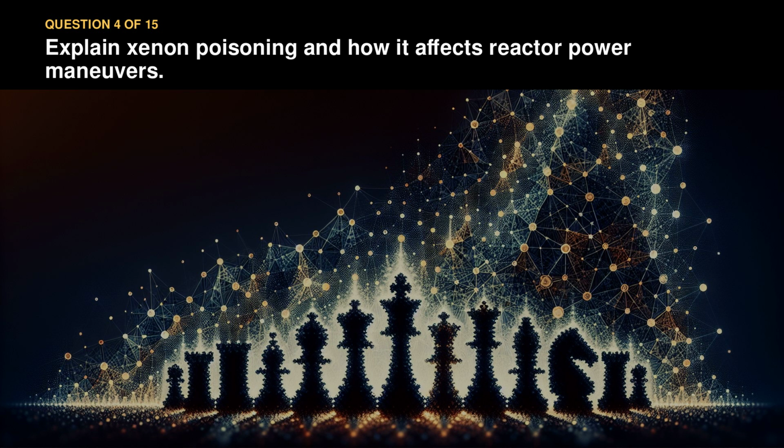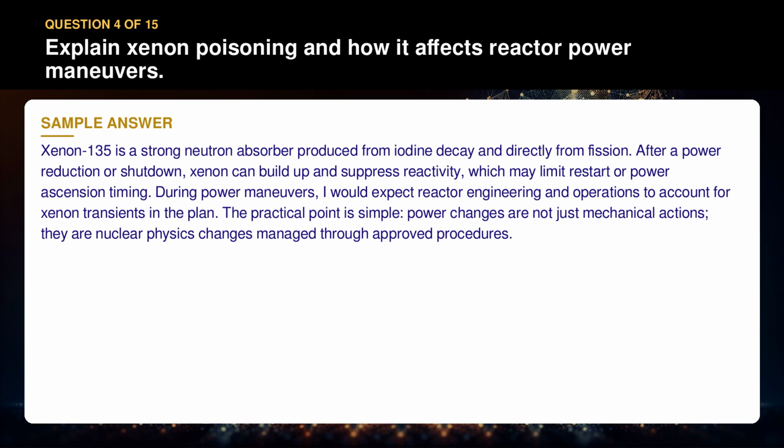Question 4. Explain xenon poisoning and how it affects reactor power maneuvers. Xenon-135 is a strong neutron absorber produced from iodine decay and directly from fission. After a power reduction or shutdown, xenon can build up and suppress reactivity, which may limit restart or power ascension timing. During power maneuvers, I would expect reactor engineering and operations to account for xenon transients in the plan.